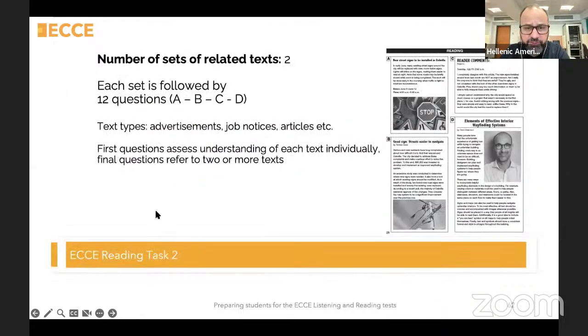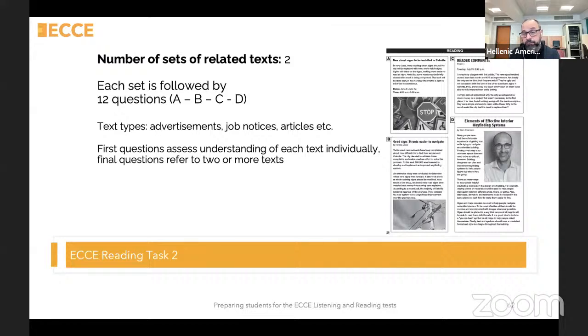The same kind of strategies and approaches for answering the right questions can also be applied in the second text, in task 2 of the reading test here, where the test takers will be reading a number of sets of related texts on a common theme, of course. Again, the questions will have 4 different options, and there will be very particular, let's say, text types: advertisements, job notices, articles, and so on.